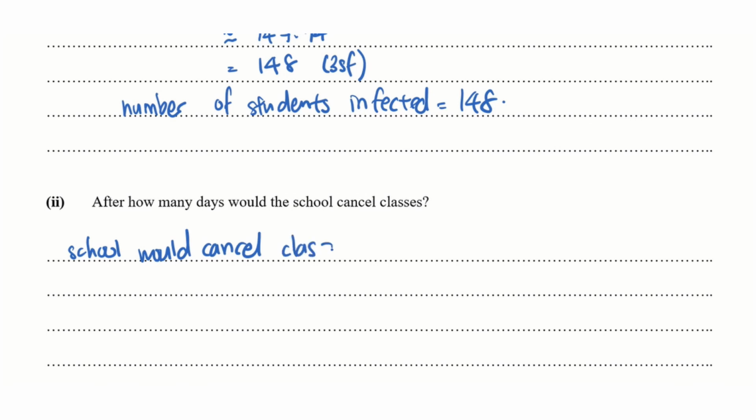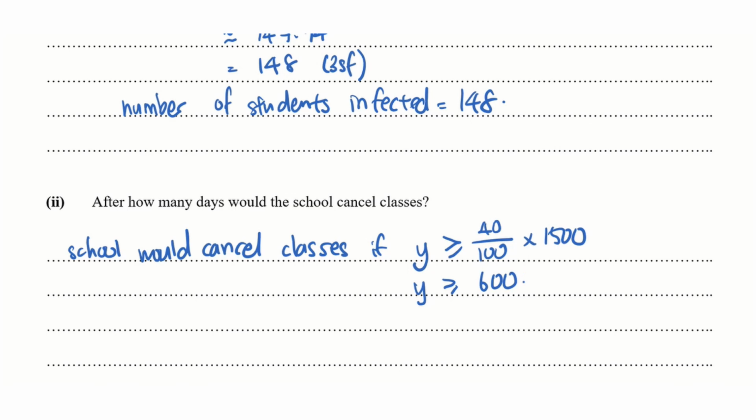classes if y itself, the number of students infected, is more than or equal to 40%. So that's 40 over 100 times the total number of students in the school, which is 1,500. With a simple calculation, we will see that y is more than or equal to 600.